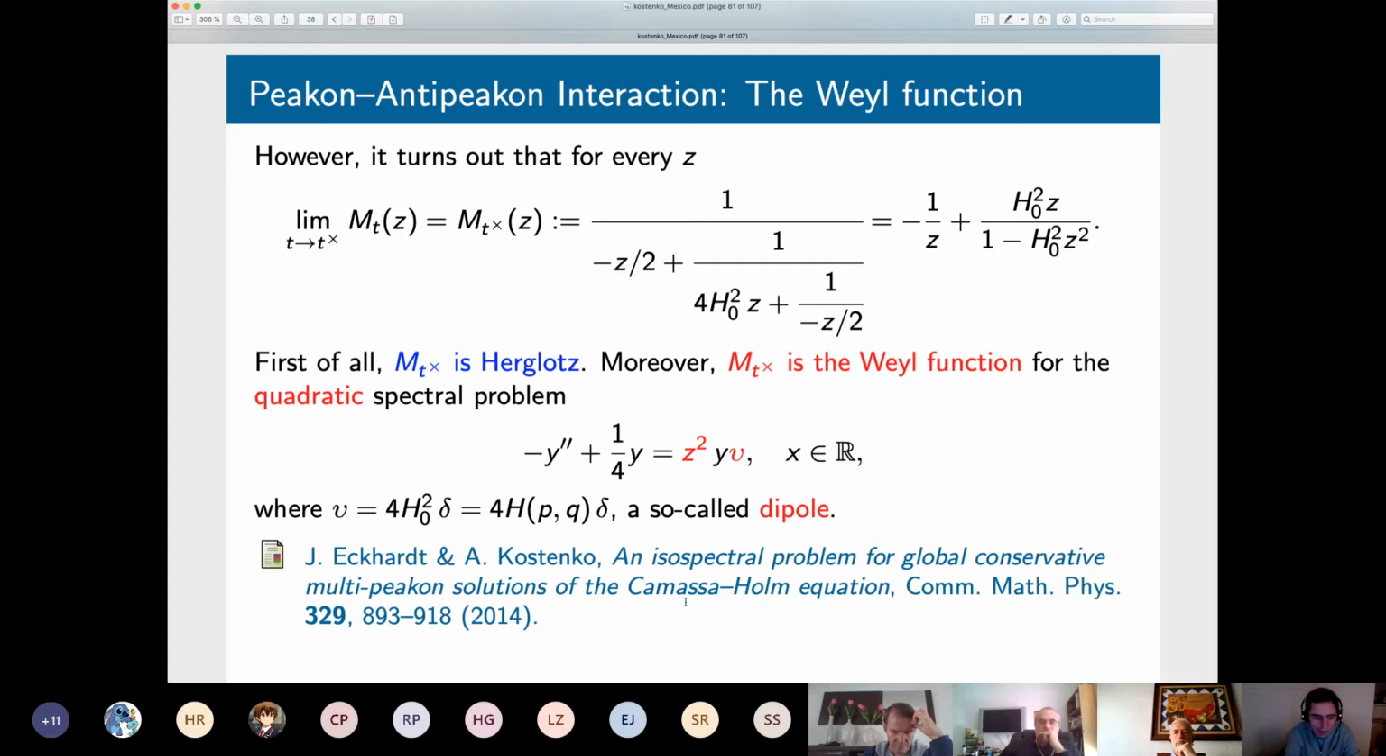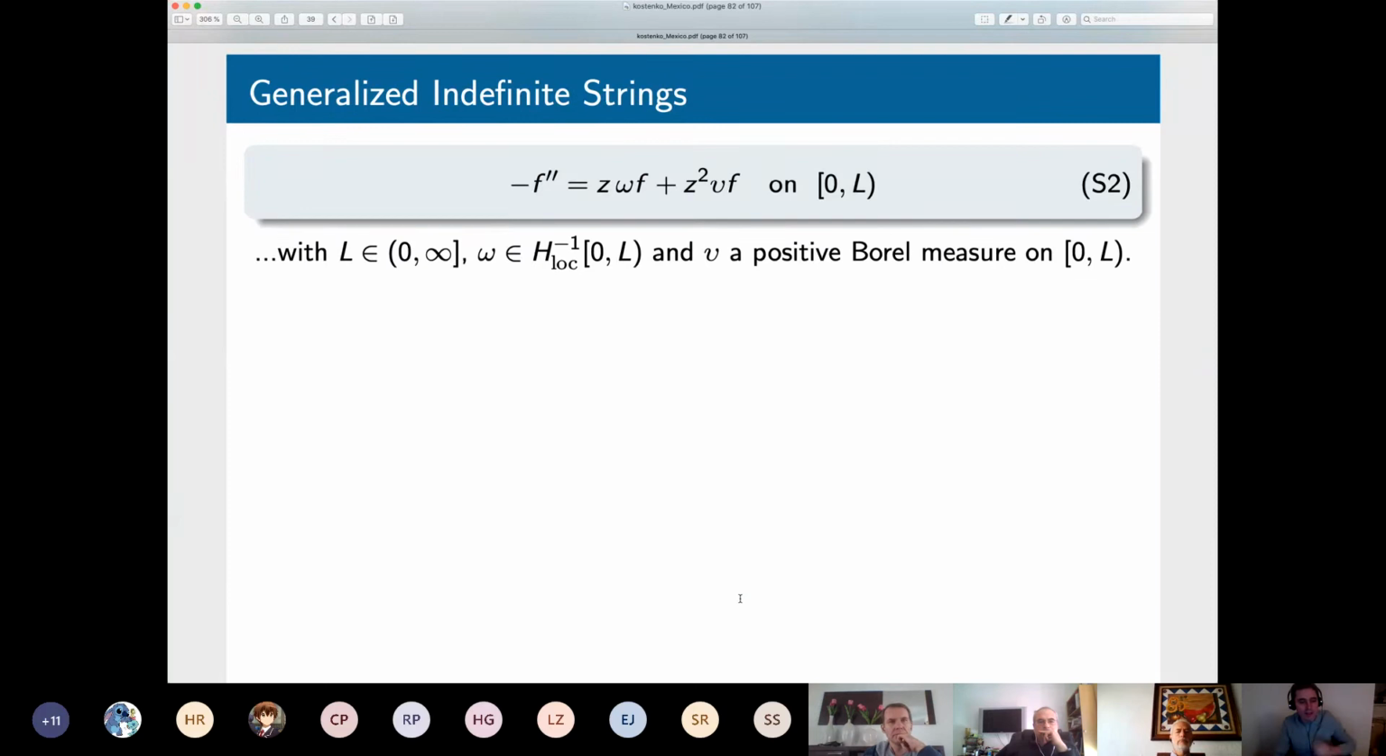And in fact, it turns out that the Camassa-Holm equation is a good source and a good driving force to the complete solution of the inverse spectral problem for indefinite strings. The idea I'm going to briefly explain and present follows the main steps of Mark Krein. So if we want to solve the inverse spectral problem for indefinite strings, first of all, we need to enlarge the class of spectral problems.